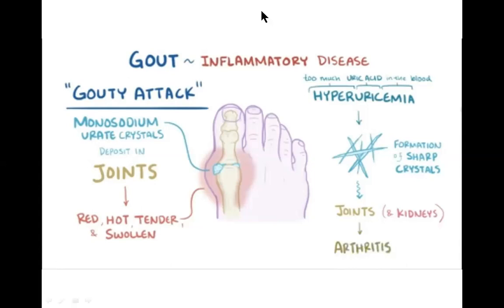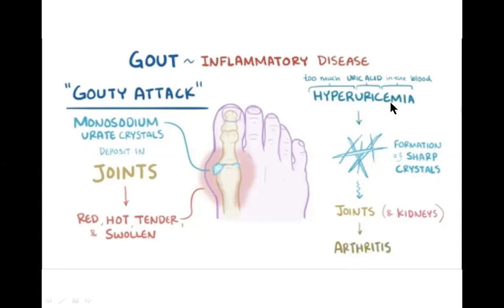When it deposits in the joints, it causes redness. It makes the tissue hot, tender, and swollen. Those are the symptoms of inflammation. So it causes inflammation. These monosodium urate crystals that are depositing are there because of hyperuricemia.